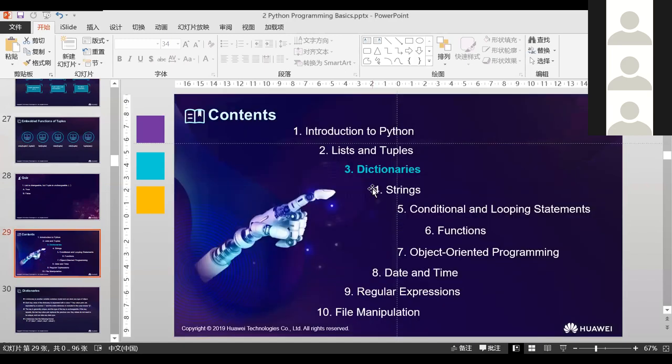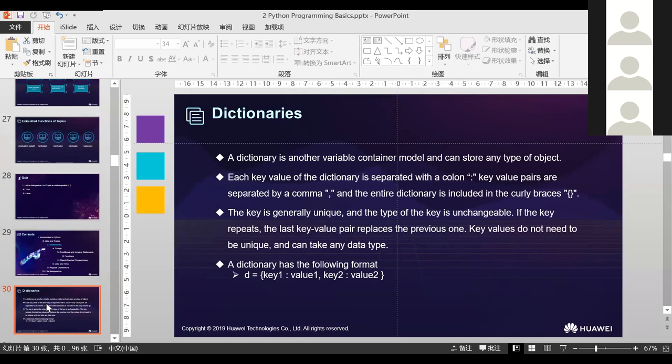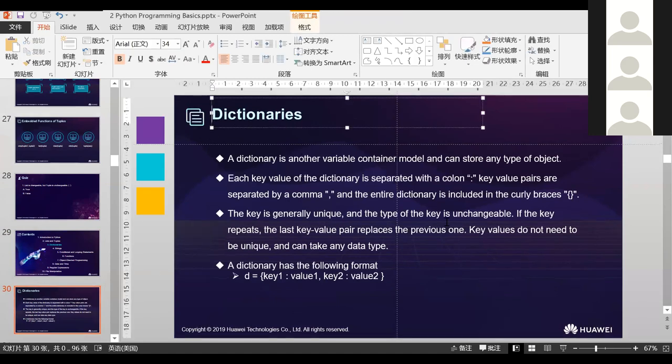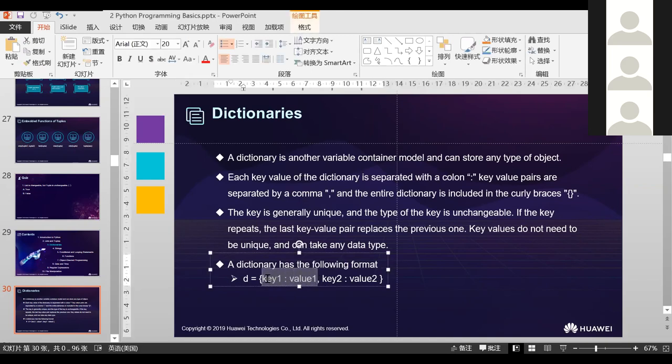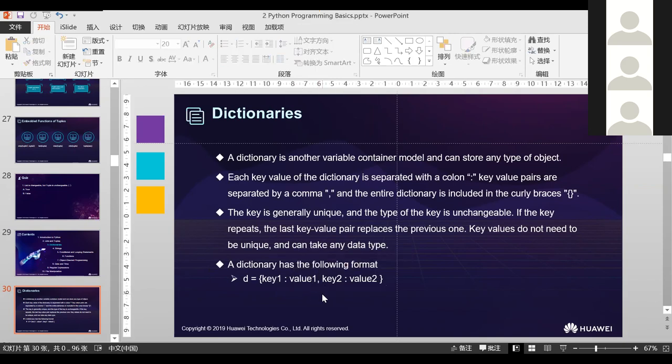So the next data structure we're going to talk about is dictionaries. Tuples and lists are ordered sequences, and a dictionary is not an ordered sequence. It's unordered; it doesn't have any order. We use curly brackets to define a dictionary, and within these curly brackets there will be a lot of key value pairs. We use a comma to separate key value pairs. That is how to define a dictionary.